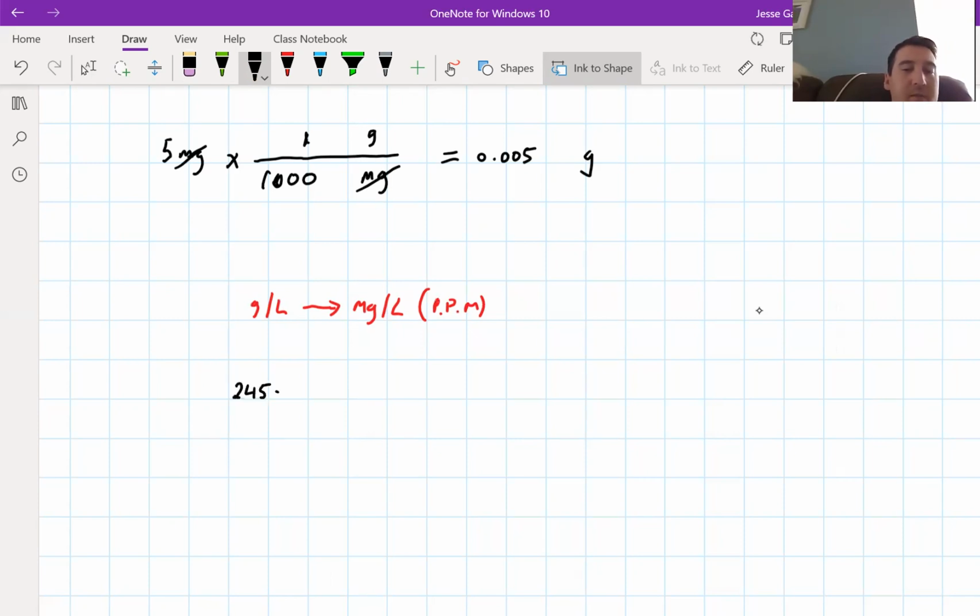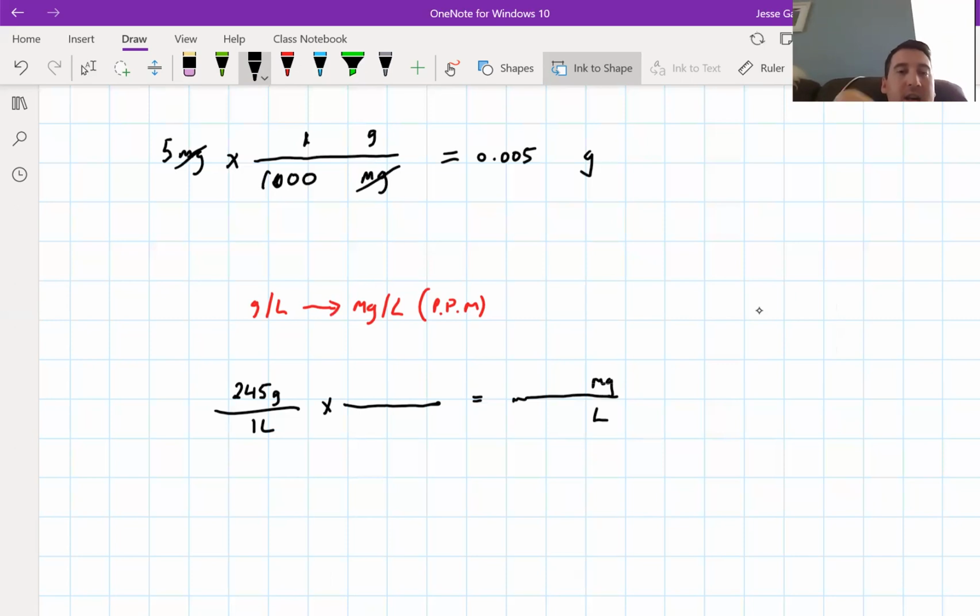245 grams per 1 liter. That's what it gave me in the question, and it asked me to go to milligrams per liter. So I know I'm going to have to multiply by a conversion factor, and that's got to give me milligrams per liter in my answer. Milligrams per liter will look like this: milligrams on the top, liters on the bottom.